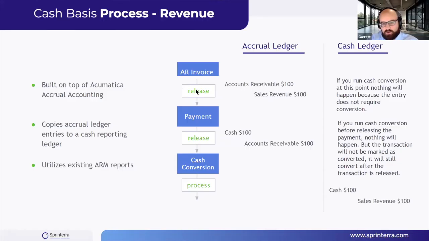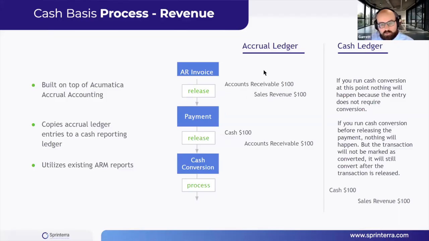and you release it. What's happening from an accrual perspective is we're debiting accounts receivable and we're crediting some revenue account, right? At this point in time, from the cash perspective, no cash has changed hands. So nothing has happened yet on the cash side of things. Now, let's say now the payment comes in, right? Whether that's same day, whether that's a week later, whatever the case may be, the payment comes in and we're now posting that in Acumatica.